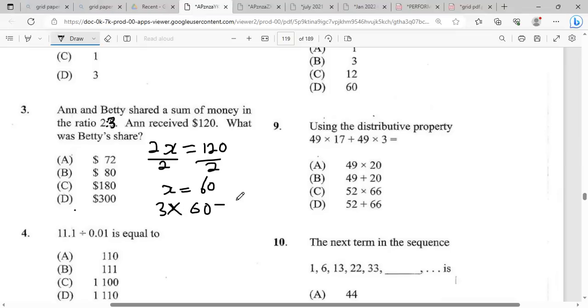And that will give us 180. All right. 11.1 divided by 0.